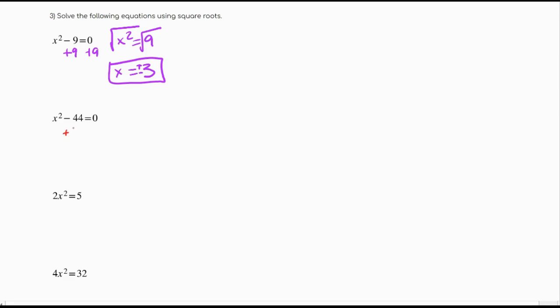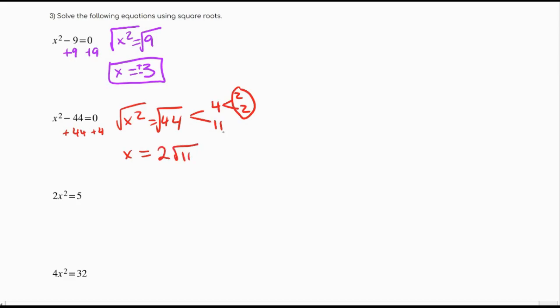Second one here, same idea, plus 44, x squared equals 44. Take the square root of both sides. The only issue with this one is that the square root of 44 doesn't give me a nice pretty number. So I'm going to break it up into its pieces to try and simplify this radical or this square root. I see that I have a pair of 2's, so I can pull that out. And the 11 stays there, so I got square root of 11 inside the radical. And then don't forget plus or minus when we're solving.